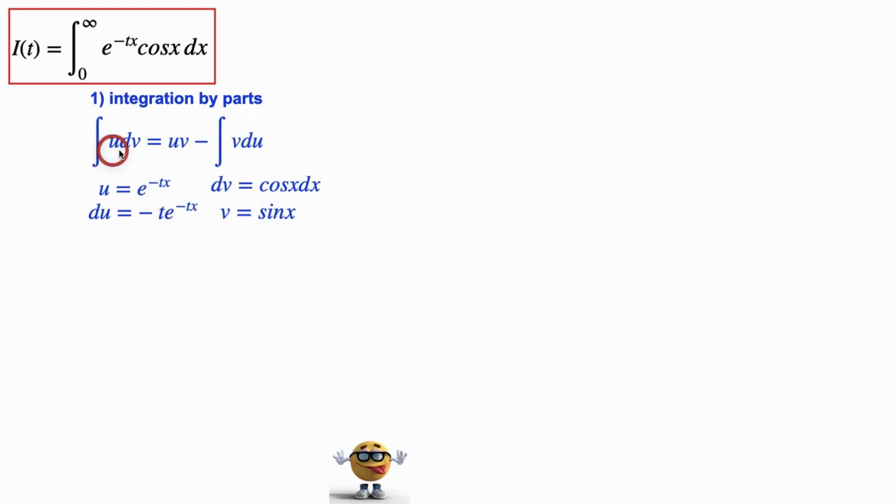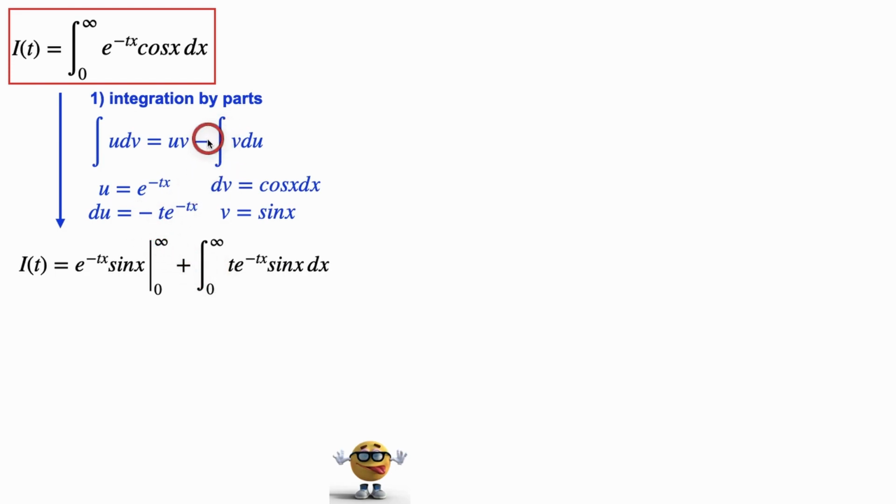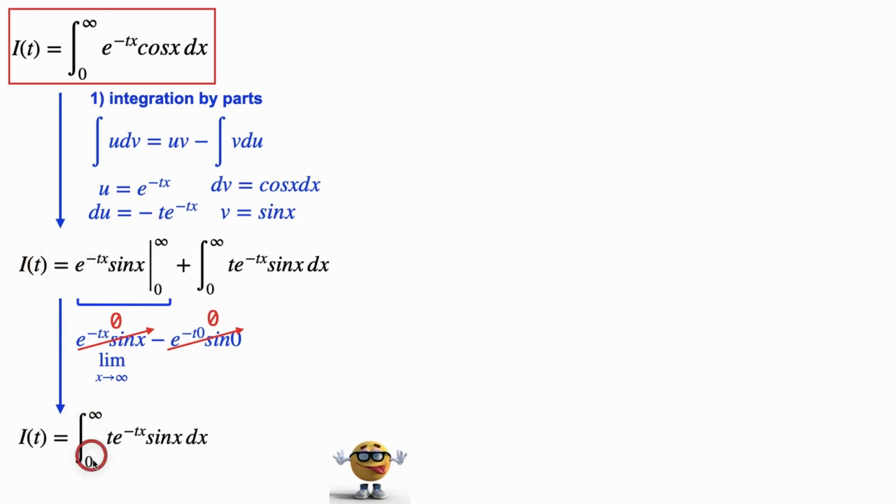Now we'll take these and plug them into our integration by parts formula to give us u times v from 0 to infinity minus the integral of v du. And this negative cancels out with this minus sign to give us a positive sign right here. Now we'll evaluate this term, and in the limit as x goes to infinity, this goes to 0 because the exponent is negative, and this term goes to 0 as well because sine of 0 is 0. So this whole thing is 0. So what the integral becomes is t times the integral of e to the negative tx sine x.